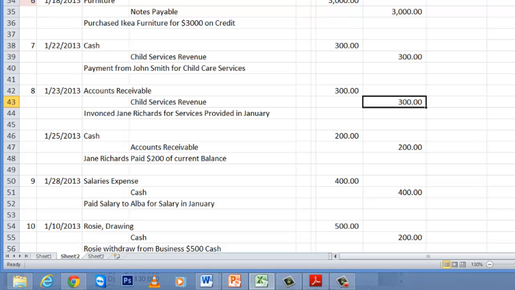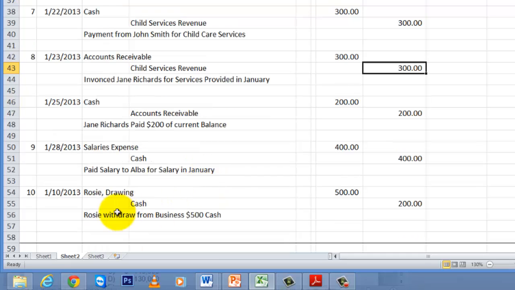Number 9, Rosie paid Alba, a part-time care provider, $400 as salary for the month of January on January 28th. So salaries expense, $400, again, expense, usually a debit. And then we put cash, $400, again a credit, so it reduces cash. I do apologize, it reduces cash, not capital.